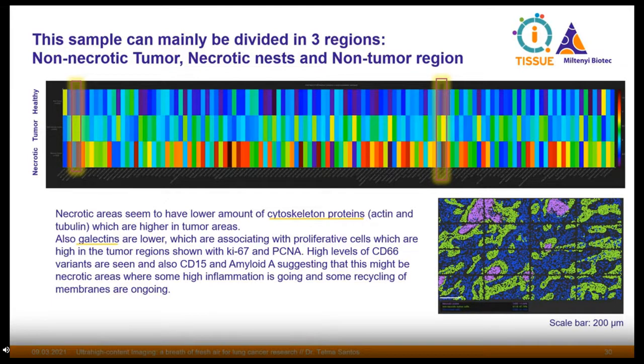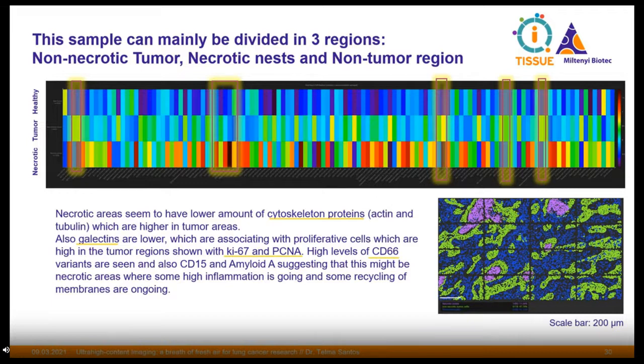We have also galectins who are lower, and they are associated with proliferative cells as well. So it makes sense that they are higher in the tumor, and we know that this tumor selection, because we excluded the necrotic areas, is more proliferative, and you can actually see this clearly in the Ki67 and PCNA area.